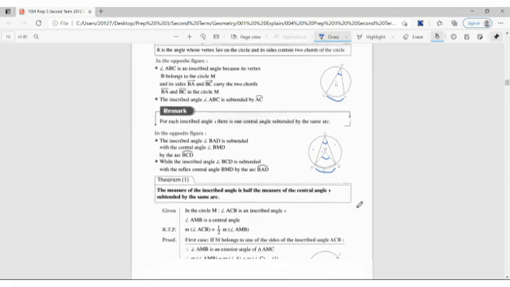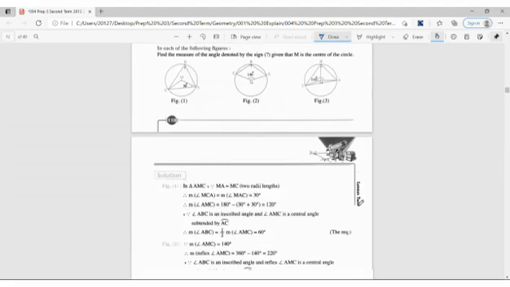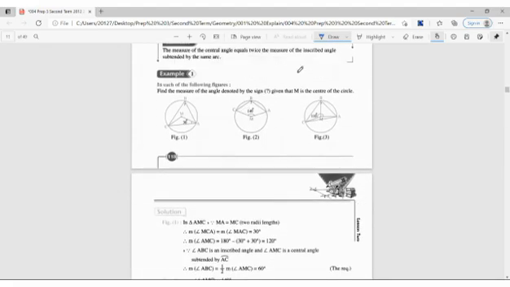Okay? Let's take an example to know how to solve questions on this. In each of the following figures, find the measure of the angle denoted by the question mark, given that M is the center of the circle. Okay. In the first figure, you want me to find the inscribed angle ABC.